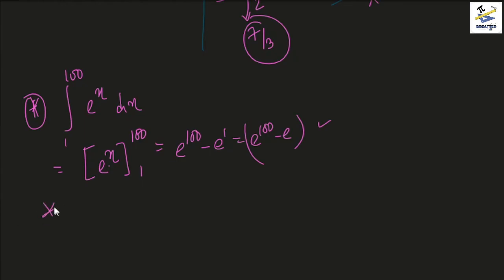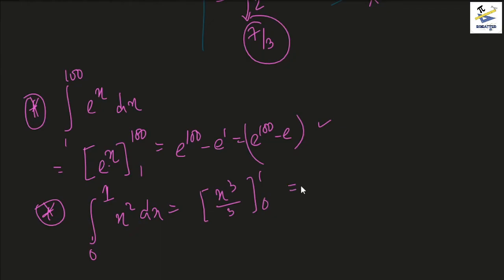Similarly, if you again have x squared dx, you know that the antiderivative is just x cubed by 3, right? From 0 to 1, you put in 1 cubed by 3 minus 0 cubed by 3. You just put in the values, no need to write the constant c, and you can write it directly like this. This is 1 by 3, right?